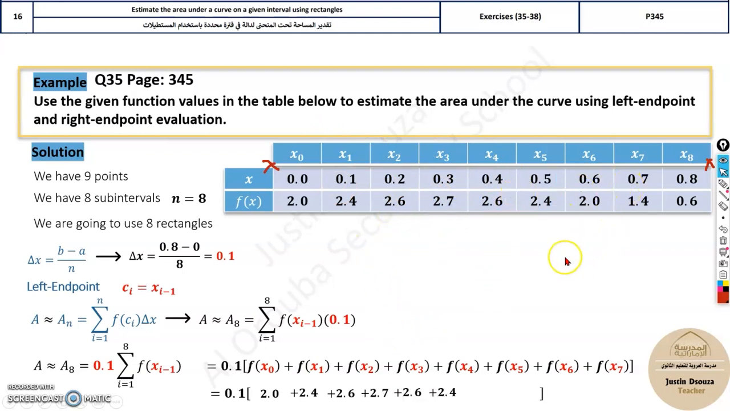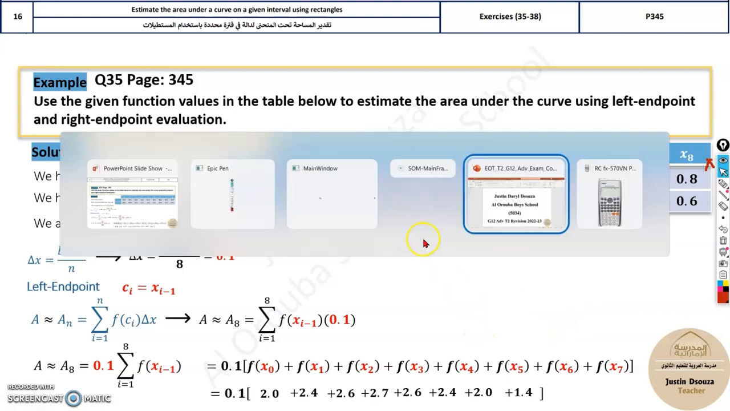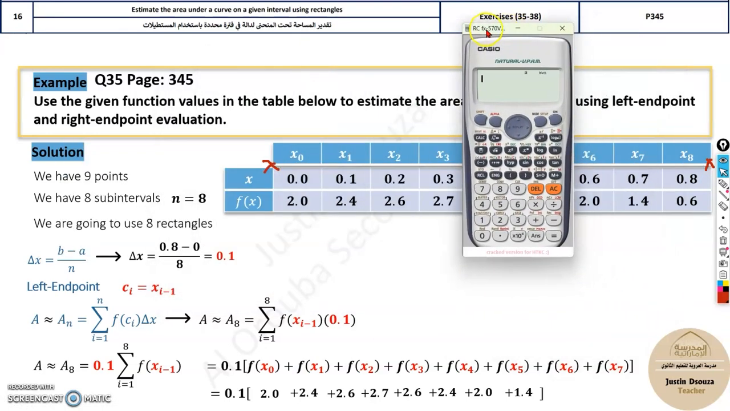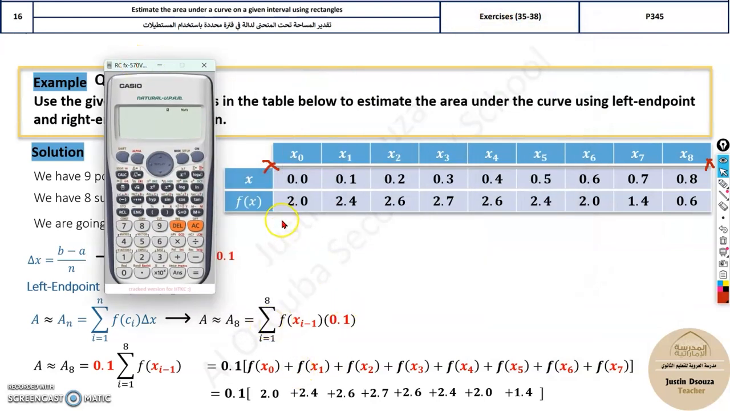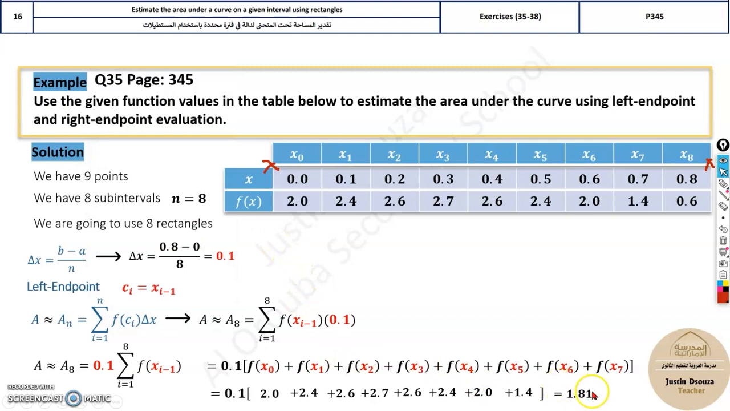So if you add them all up, let me just do it over here in the calculator. Summation means adding the sum, but since it's varying, you can't just use this, adding it manually. So open the bracket, 2 plus 2.4 plus 2.6 plus 2.7 plus 2.6 again plus 2.4 plus 2 plus 1.4. Now all you need to do is close the bracket and multiply it with the step of 0.1. That would be your answer, that is 1.81. That's it.